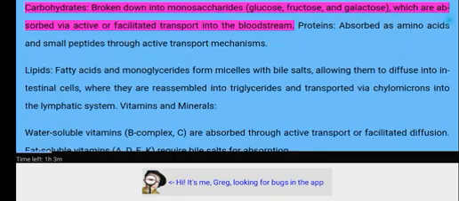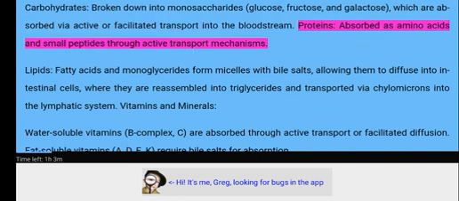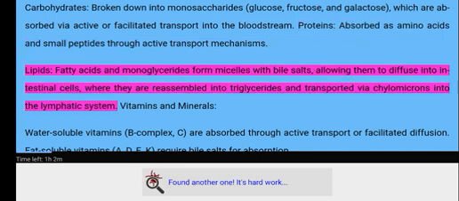Absorption of specific nutrients. Carbohydrates, broken down into monosaccharides, glucose, fructose, and galactose, are absorbed via active or facilitated transport into the bloodstream. Proteins, absorbed as amino acids and small peptides through active transport mechanisms. Lipids, fatty acids and monoglycerides, formed by cells with bile salts, allowing them to diffuse into intestinal cells, where they are reassembled into triglycerides and transported via chylomicrons into the lymphatic system.